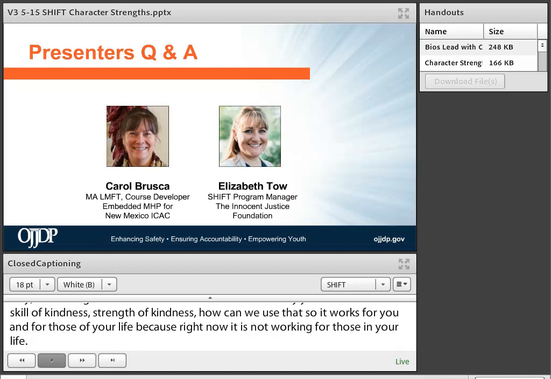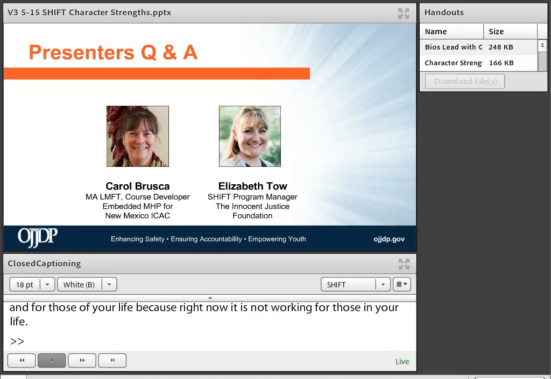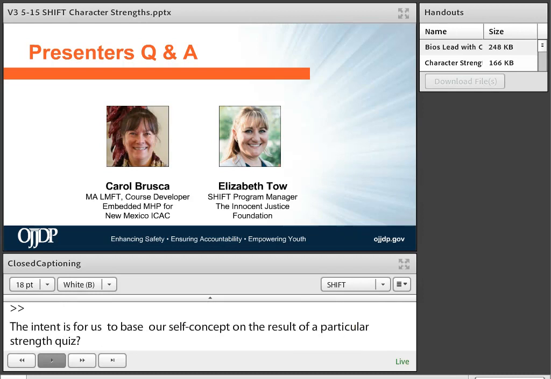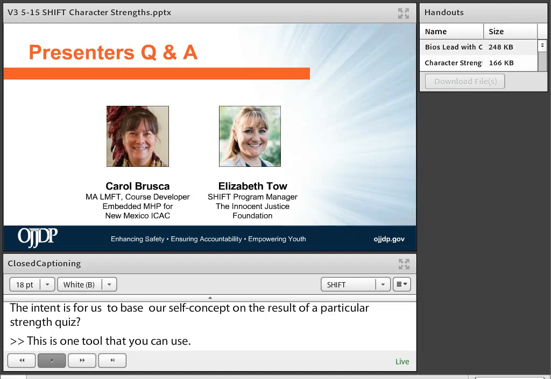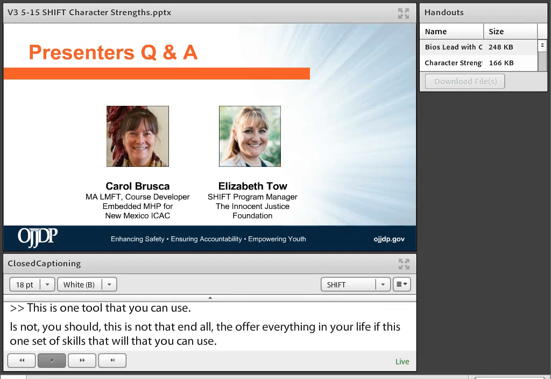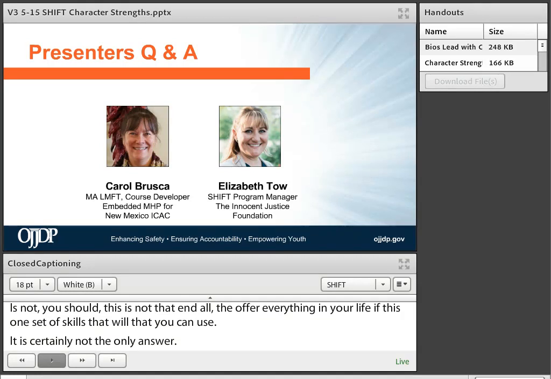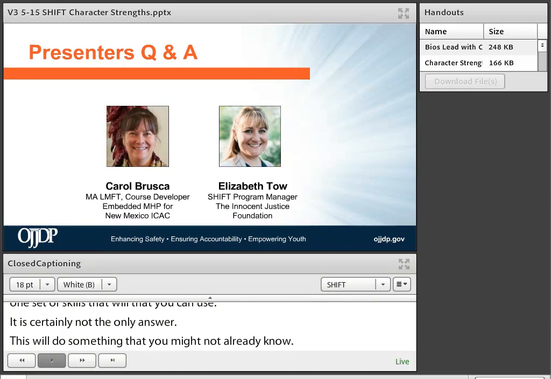And the first part is, so the intent is for us to base our self-concept on the result of one particular strengths quiz. So this is one tool that you can use. It's not the end-all be-all for every problem that comes up in your life. This is one set of skills and tools that you can use. It's certainly not the only answer. This will give you some insight into something that you might not already know. So maybe you already are really in tune with what your strengths are and you use those on a regular basis, and so go with that.